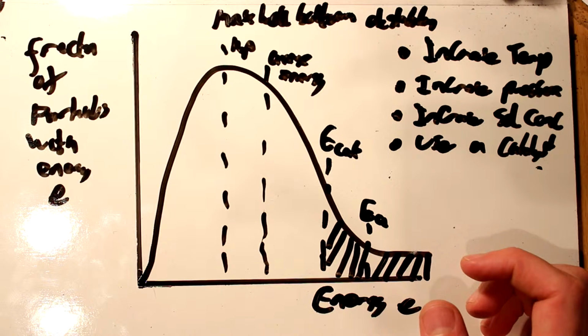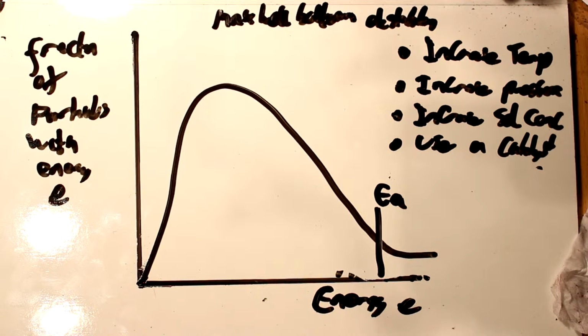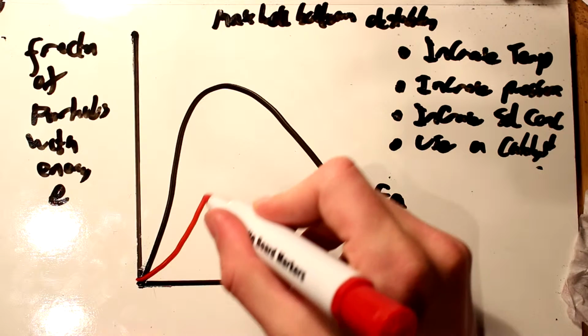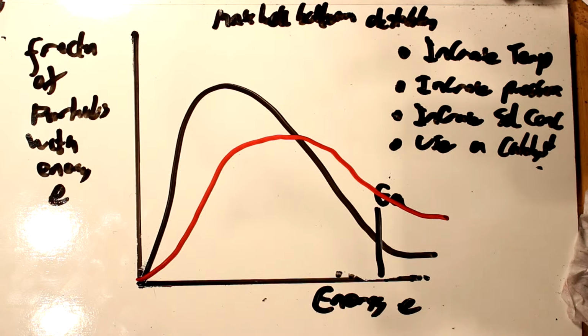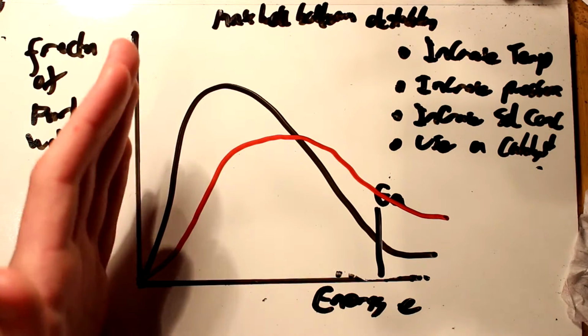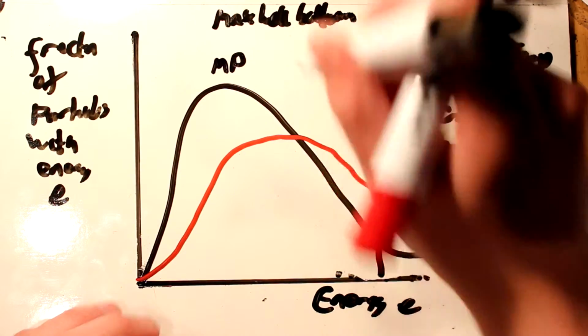What does make the graph change shape, however, is an increase in temperature. I've redrawn the standard graph like this, and we have our activation energy on it. So what does an increase in temperature do? Well, if we increase the temperature, I'm going to show it with a different pen, the graph does change shape, as you might expect. What you've actually done is given the particles more kinetic energy and energy in general. So therefore the most probable energy, let's write MP, has moved.